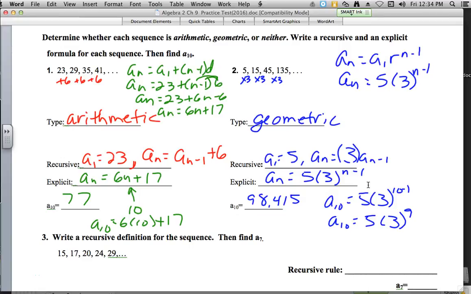Now let me go ahead and scroll this down some more, and then you can pause the video and you can try number three.